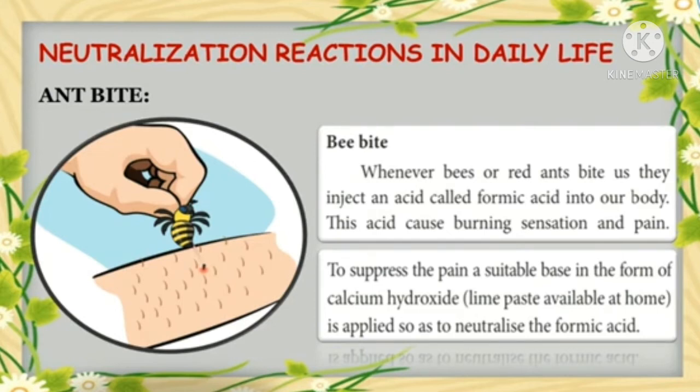Ant bite. Whenever bees or red ants bite us, they inject an acid called formic acid into our body. This acid causes burning sensation and pain. To suppress the pain, a suitable base in the form of calcium hydroxide, that is lime paste available at home, is applied so as to neutralize the formic acid.